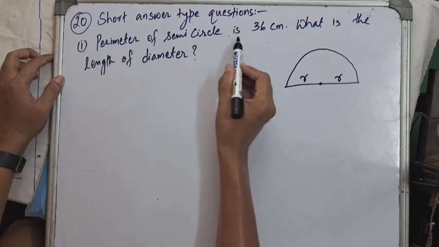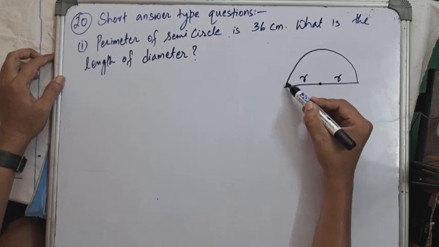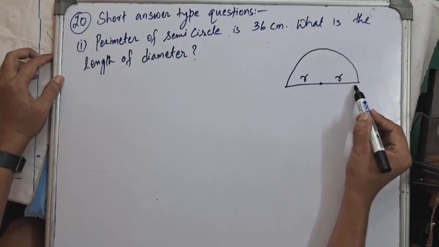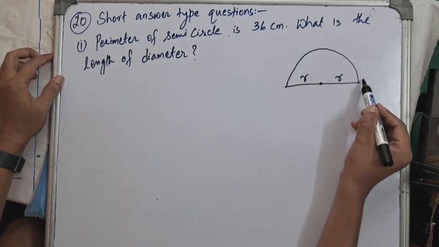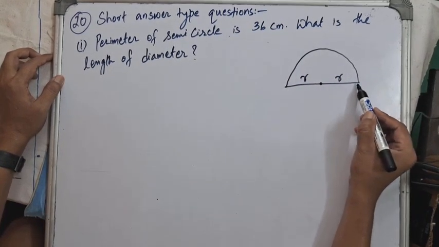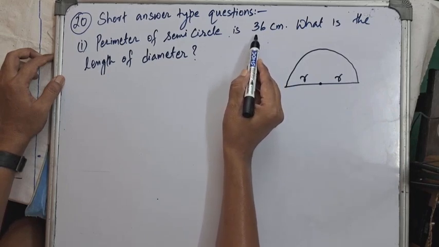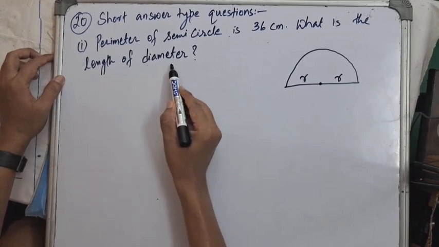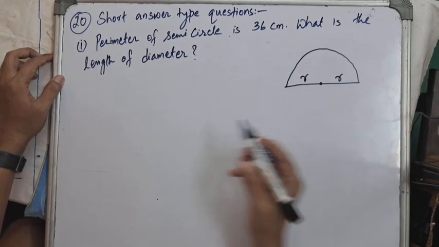Perimeter of semicircle is 36 centimeter. Perimeter of semicircle means length of this curved part plus length of the diameter, and this is given to us. Perimeter is equal to 36 centimeter. We are asked to find the length of the diameter.